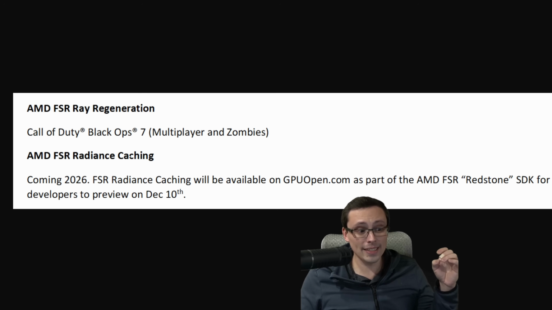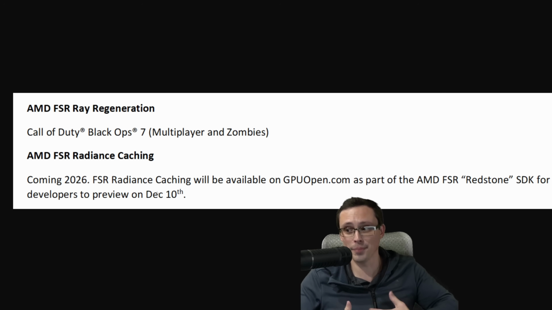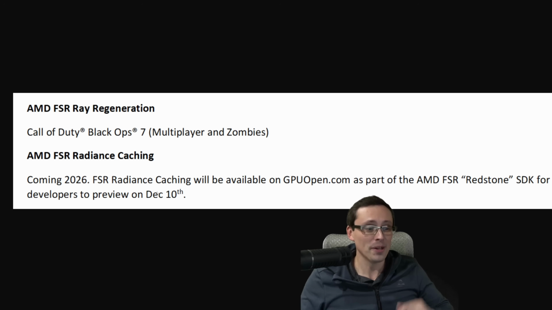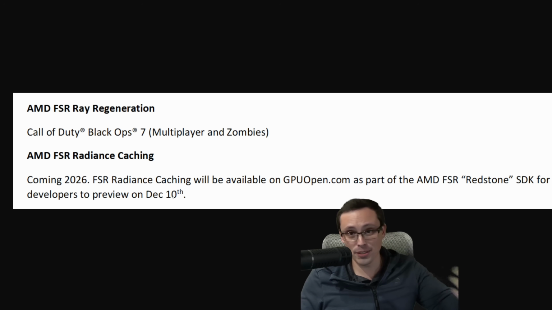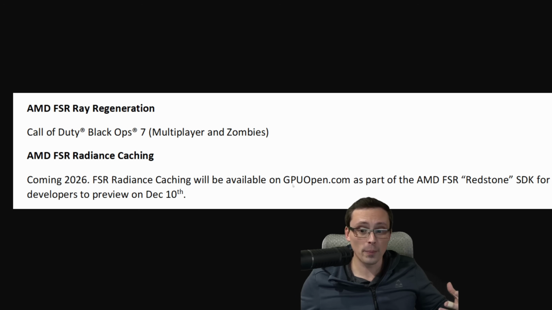Now, FSR Radiance Caching is not in any games at this time. So as of this December 10th embargo date, to be clear, I'm filming this video a few days ahead of time because I have review access under embargo, so I'm publishing it here. But basically, on December 10th, which is when you're able to watch this video, this is just available on GPUopen.com as part of AMD FSR Redstone SDK for developers to preview as of December 10th. So in other words, it's now out there for developers to preview.